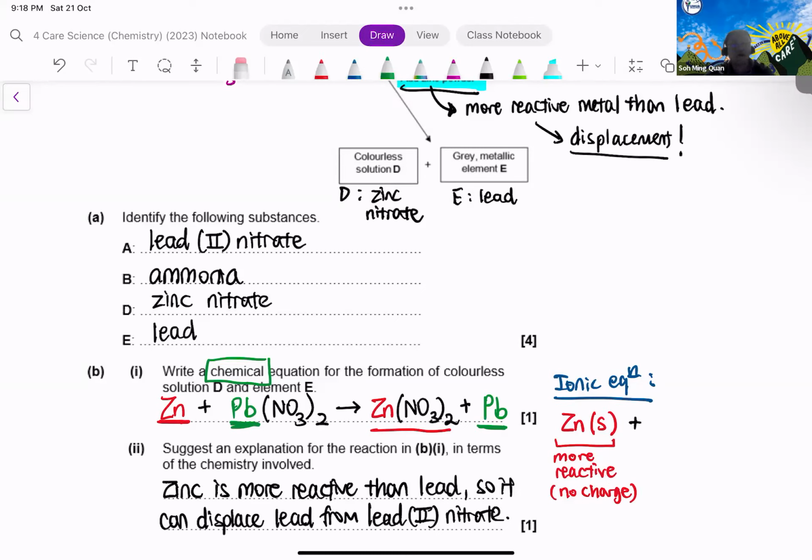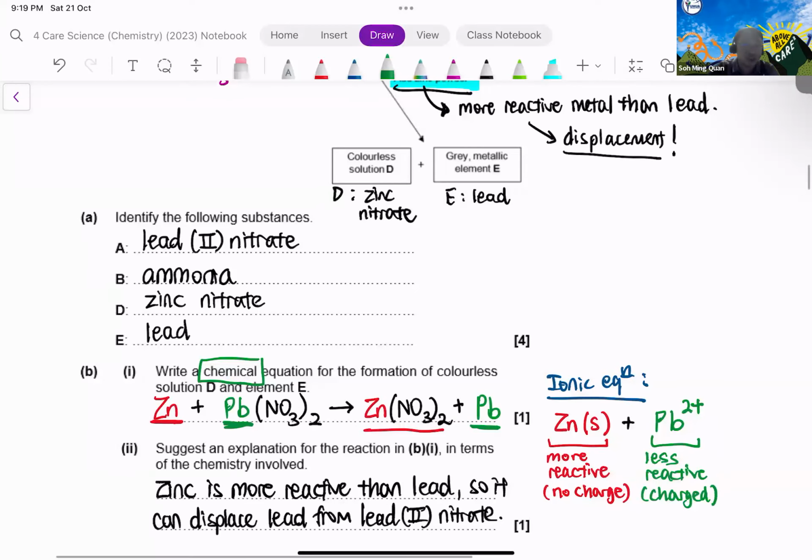Then, how about the less reactive metal lead? The less reactive metal lead is inside a compound. The compound is called lead(II) nitrate. Lead(II) means what? The oxidation state is +2. The charge is 2+. So the less reactive one is charged at the start. Okay, so zinc, more reactive, no charge. Lead, Pb2+, is charged.